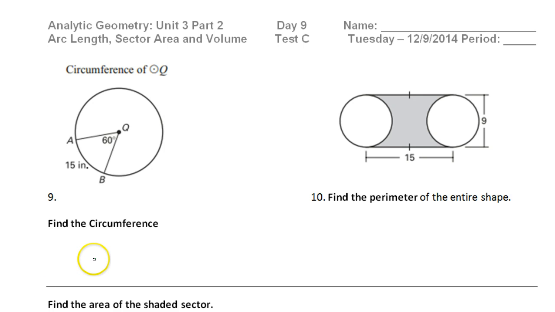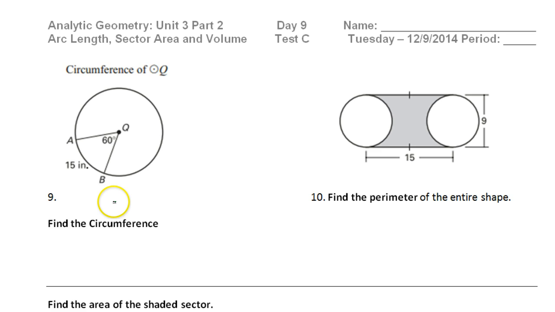Alright, this is part 2 of our lesson about arc length, sector area, and volume. In this part we will continue to deal with area and sector area and circumference. We won't get into volume just yet. So basically we're going to stick to 2 dimensions for now.